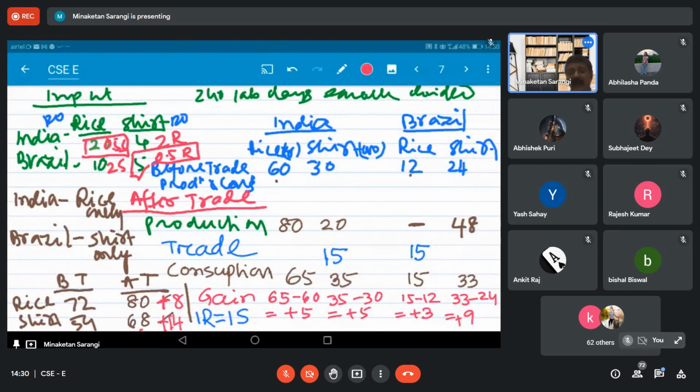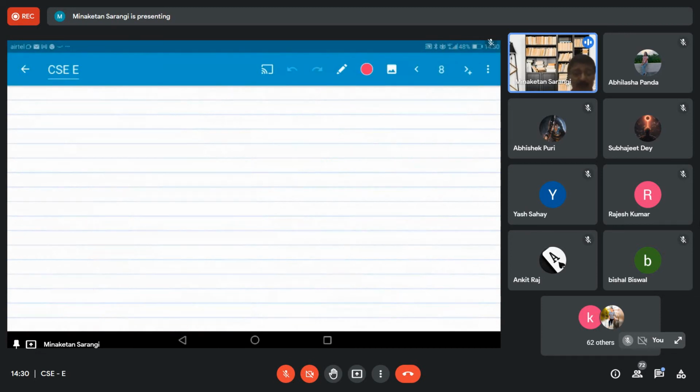Now I will take another example. Same example, we can take this rice and SAT. To produce 1 kg of rice, let us say this is your India and this is the Brazil.